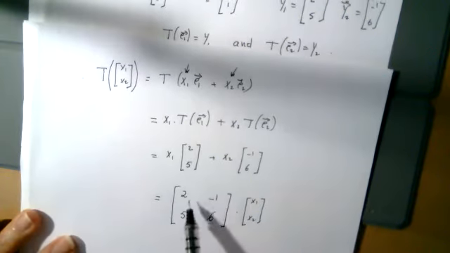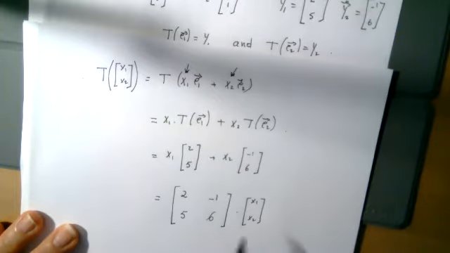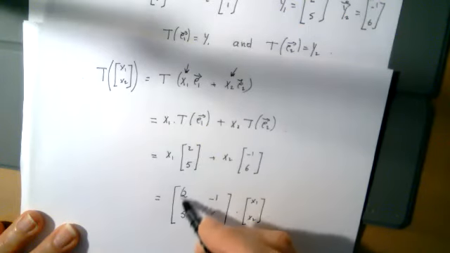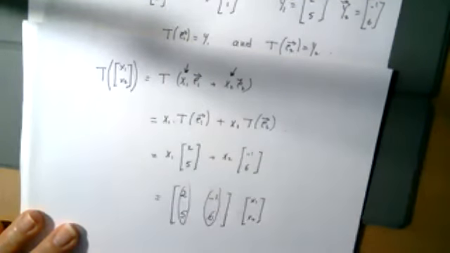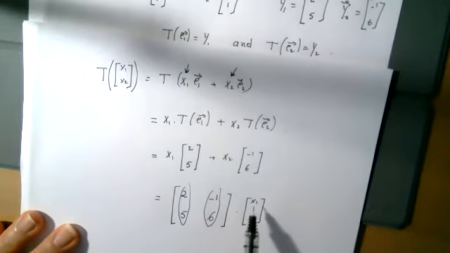All right, do you understand where this 2, 5 comes from and minus 1, 6 comes from? Remember, this is the definition of a matrix times a vector. It's the linear combination of the columns of A, where the weights are x1 and x2. So if I multiply this by that, this is x1 times 2, 5, plus x2 times that.